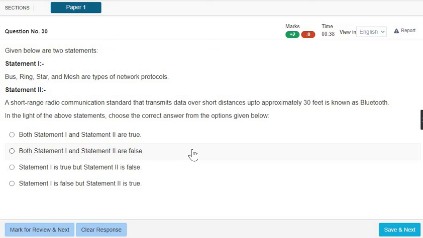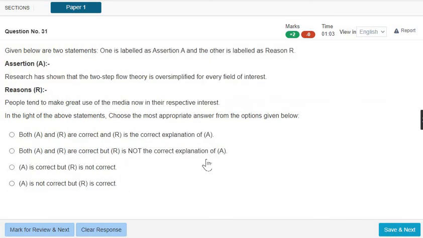Right, the statements. So the answer is: statement 1 is false, but statement 2 is true. Second is true. Research has shown that the two-step flow theory is oversimplified for every field of interest.